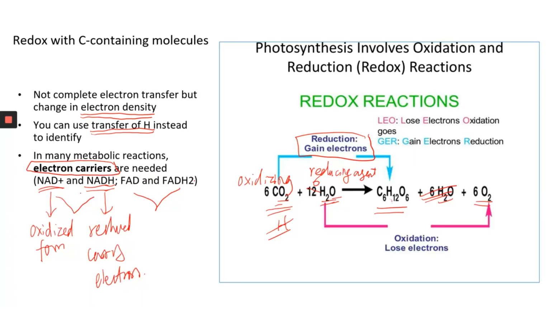All right, now the other one is FAD and FADH2. So FAD, see, without the hydrogen atoms, right? FAD is the oxidized form, and it's not carrying electrons. And then FADH2, that's the reduced form, and it carries 2 electrons. Okay, so it carries electrons.